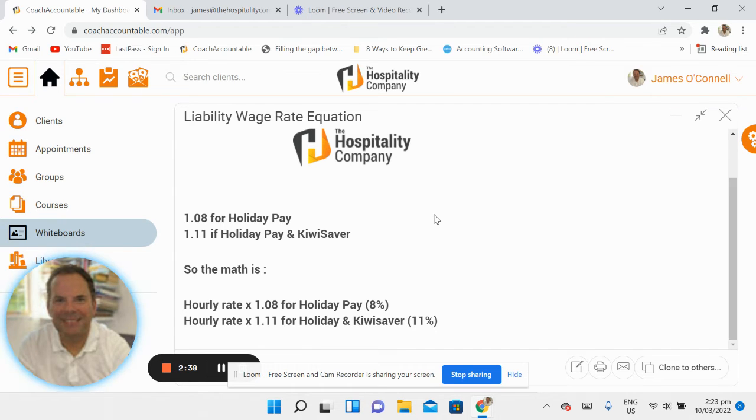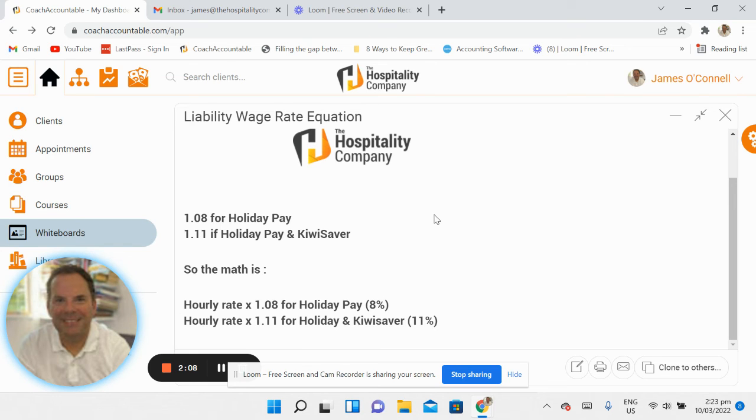So as an owner working with managers, talking about liability wage rates and the liability wage rate equation will help get you on the same path, talking about the number in the correct way, rather than building a roster that's excluding liability wage, this extra 8 or 11%, and then needing to factor that in later because it wasn't factored in the original wage rate that should be in your roster program.